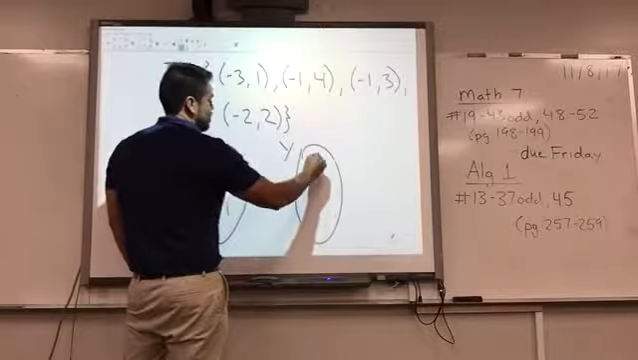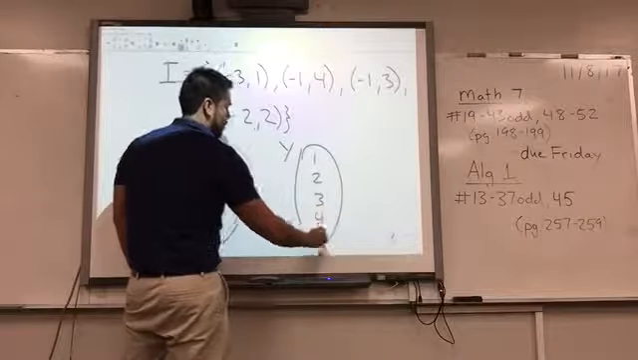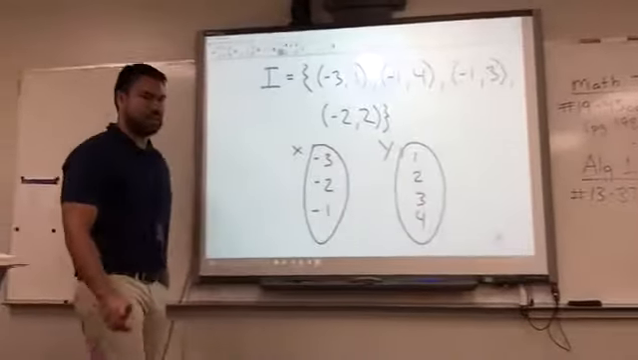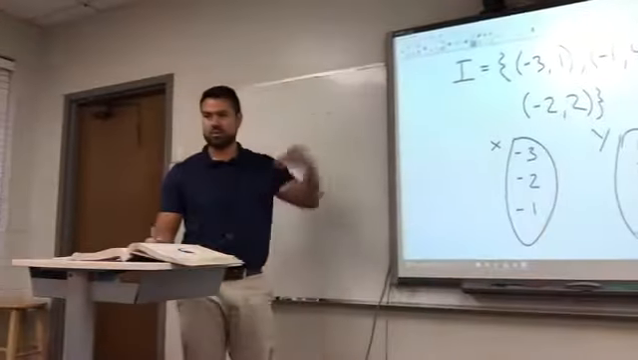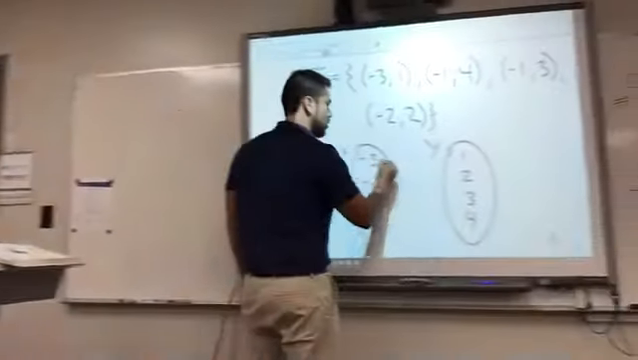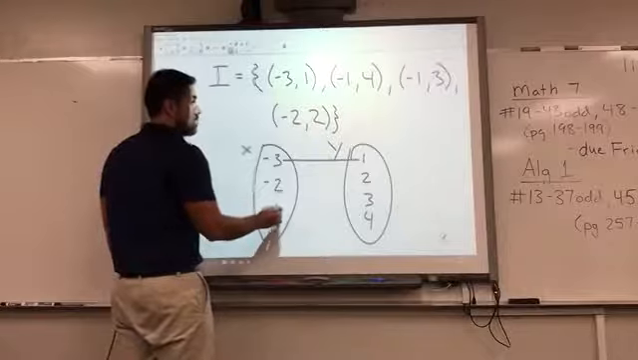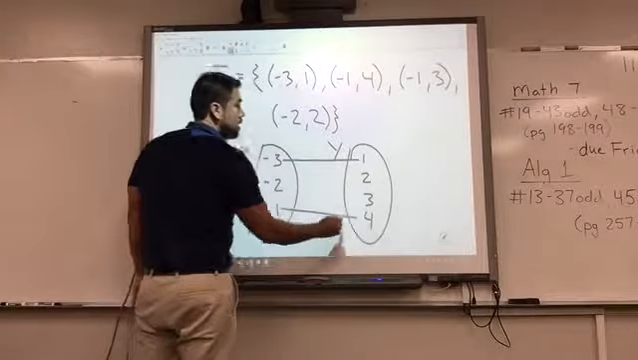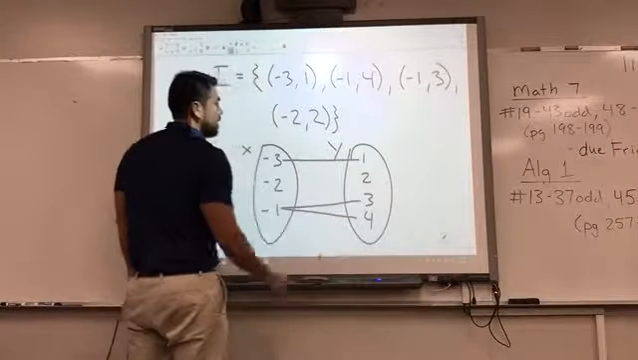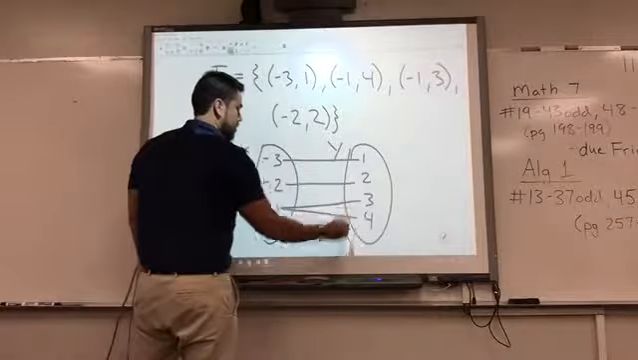Sorry, my eyes are starting to play tricks. 1, 2, 3, and 4. And then draw the relationships among those groupings. All right, so negative 3 goes with 1. Negative 1 goes with 4. Negative 1 also goes with 3. And negative 2 goes with 2.